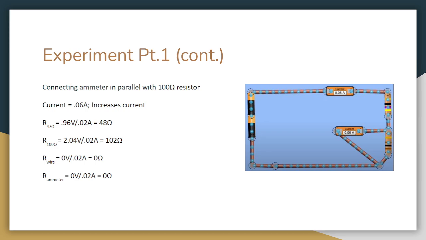Here we connect the voltmeter in parallel with the 100 ohm resistor, and we had the question of why doesn't the voltmeter change the reading. That's because the voltmeter has a high resistance, so very little current flows through it. Here we see that in parallel the current splits into two paths, and that's what gives us the higher reading of 0.06.